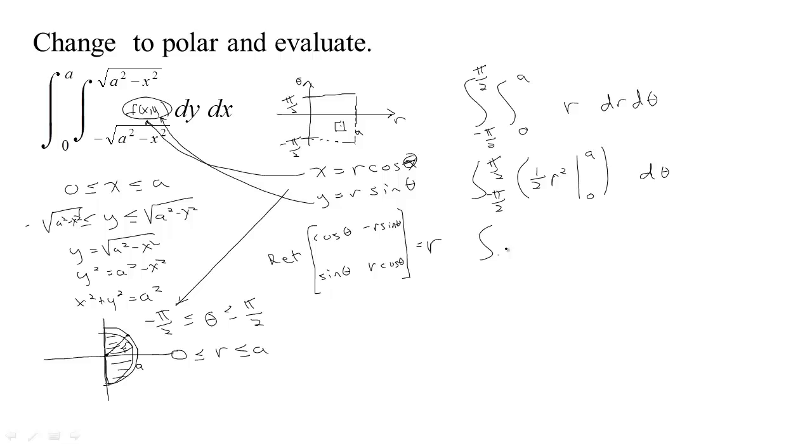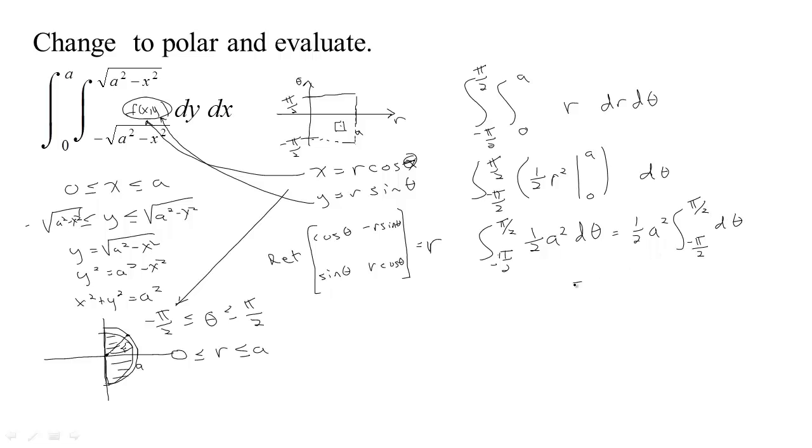So we have the integral from minus pi halves to pi halves. If I plug in an r here, I get 1/2 a squared. If I plug in 0, I get 0. So the difference between the two is 1/2 a squared d theta. Of course, 1/2 a squared is constant as far as theta is concerned. It's just the radius of that region.